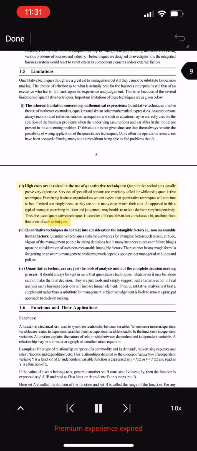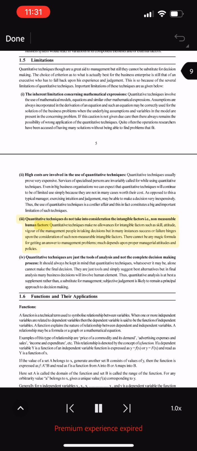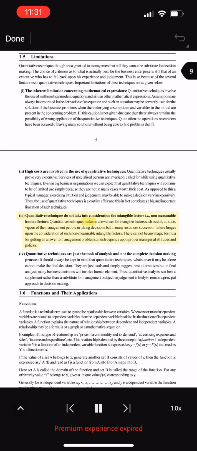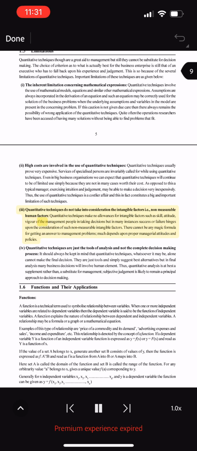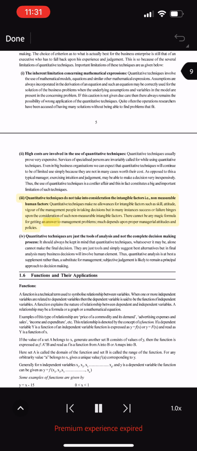3. Quantitative techniques do not take into consideration the intangible factors, i.e., non-measurable human factors. Quantitative techniques make no allowances for intangible factors such as skill, attitude, vigor of the management people in taking decisions, but in many instances success or failure hinges upon the consideration of such non-measurable intangible factors. There cannot be any magic formula for getting an answer to management problems. Much depends upon proper managerial attitudes and policies.